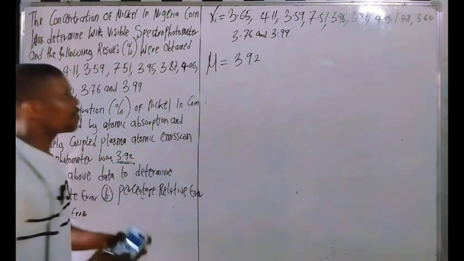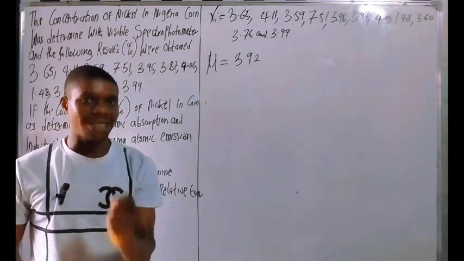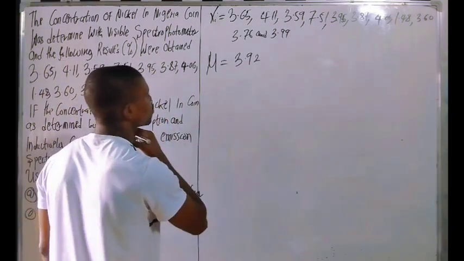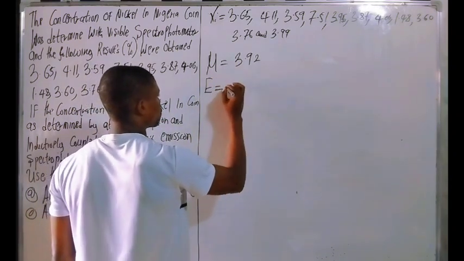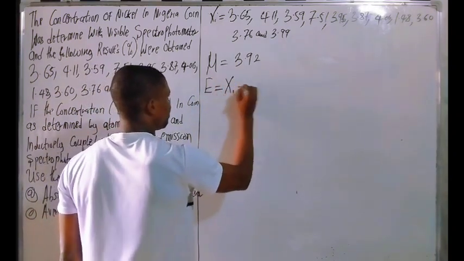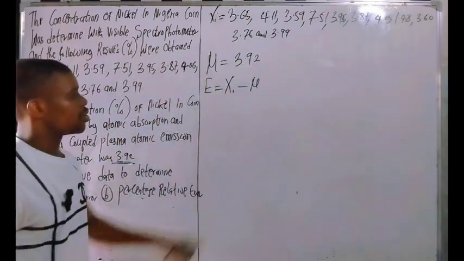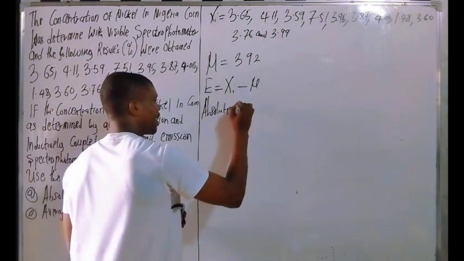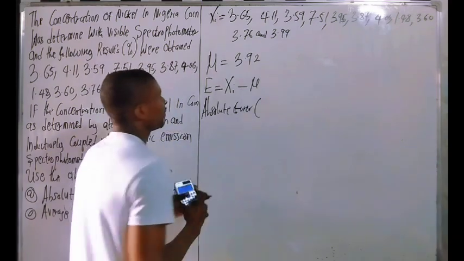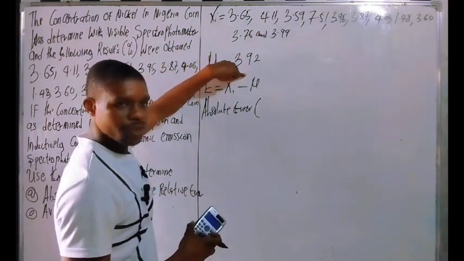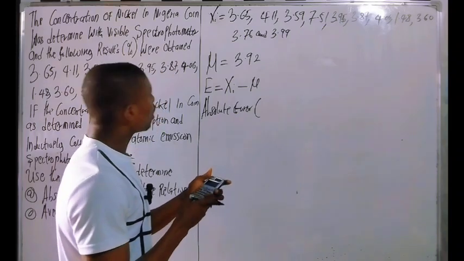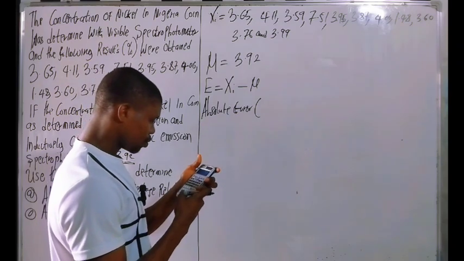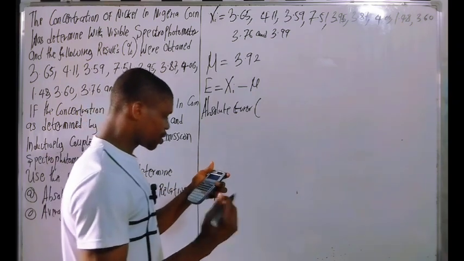So how do you calculate the absolute error? Please pay close attention. It's very easy. Remember, I told you that error is equal to the measured value minus the true value. So my absolute error will be this minus this: 3.65 minus 3.92. Here we have 0.27.